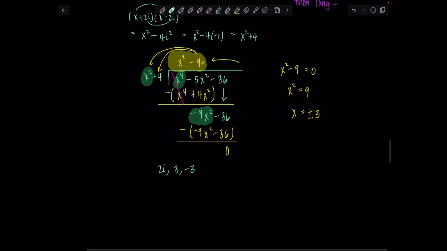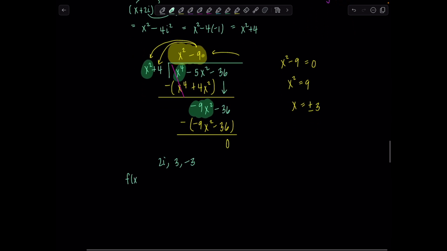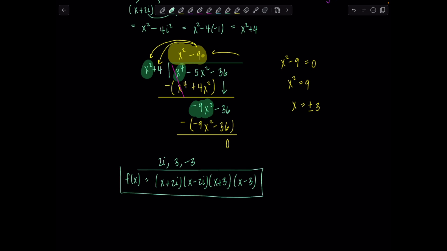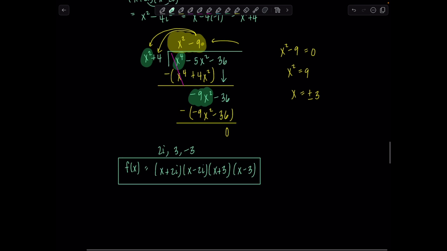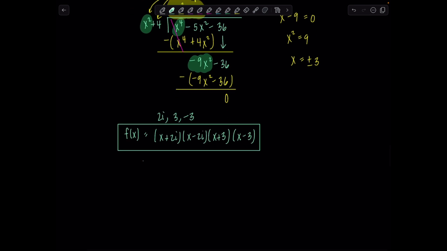And if we were to write f of x in factored form, we'd have x plus 2i, x minus 2i, x plus 3, and x minus 3. Okay? Now, I did say there was a shortcut. And the shortcut won't work on every single polynomial, but when it does work out, it's very nice. So in this case, f of x, which is x to the 4th minus 5x squared minus 36.